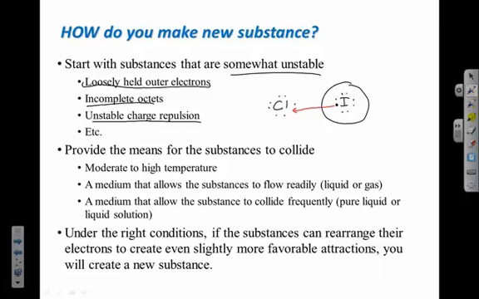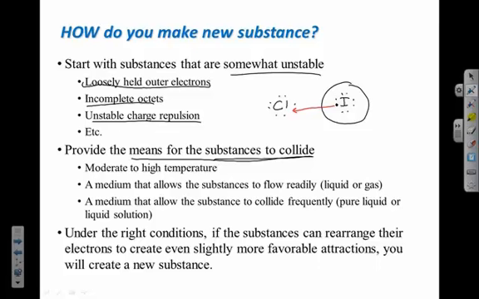In order for that to happen, though, we need to provide the means for the substances to collide. They can't just be in the same container. Otherwise, the process can be really, really slow. Like the process where a diamond gets converted into graphite. That process is happening. So if you own any diamond jewelry, someday that diamond will not exist anymore. It will be in the form of graphite. That's not going to happen for thousands of years because the process is really slow.